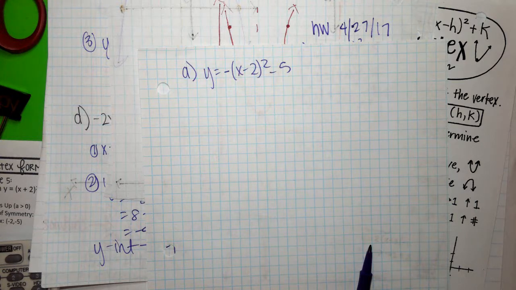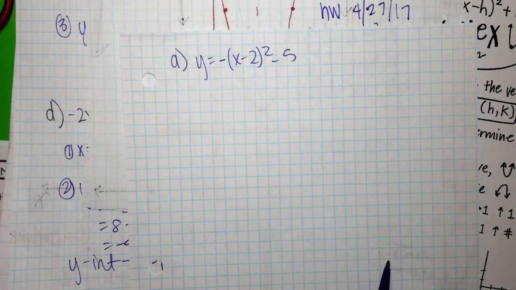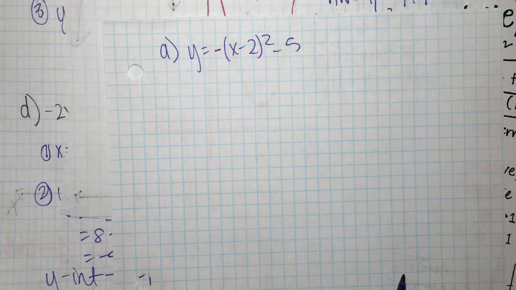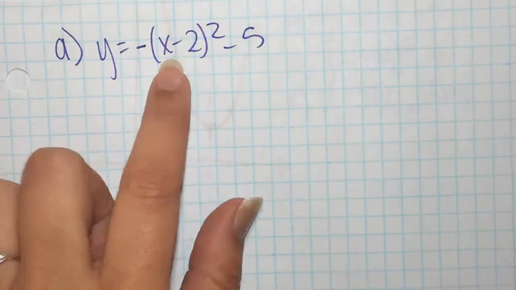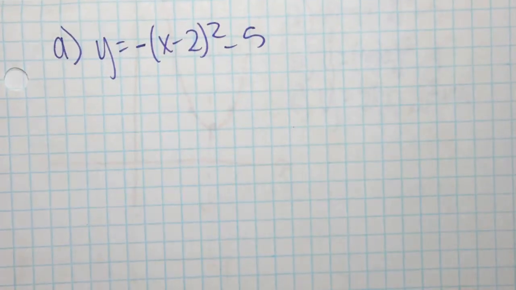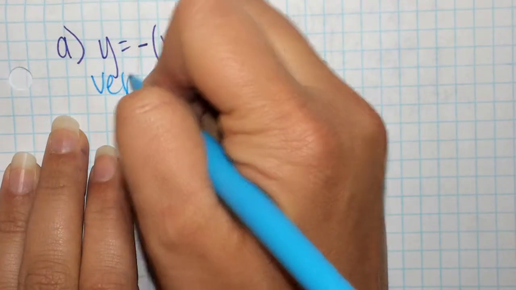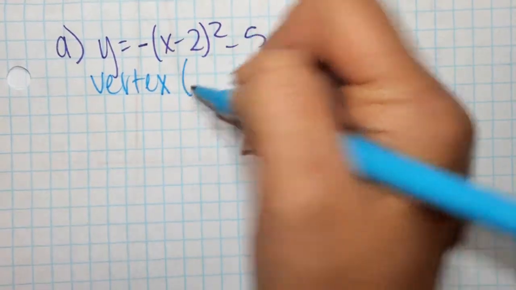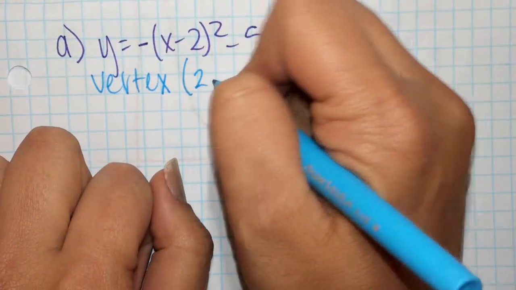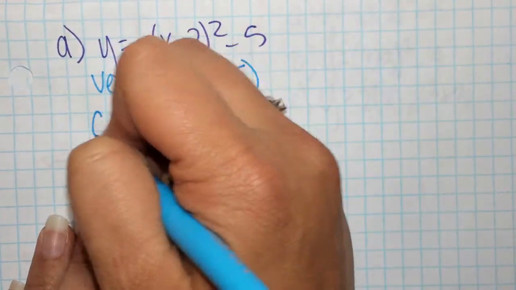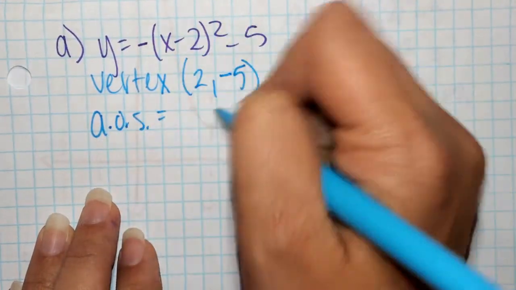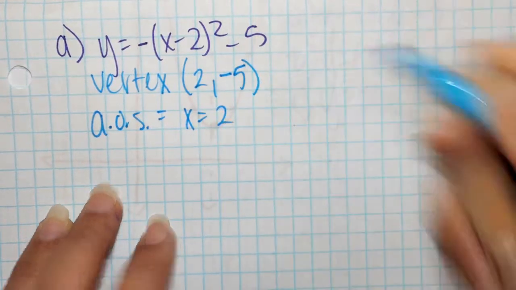Yesterday in vertex form, we learned that the vertex is inside our parentheses and that number on the outside, right? And we take the opposite of what's in here. So your vertex is the opposite of what's inside the parentheses. What's opposite of negative 2? And then your y value is negative 5. All right, and then your axis of symmetry is x equals 2.